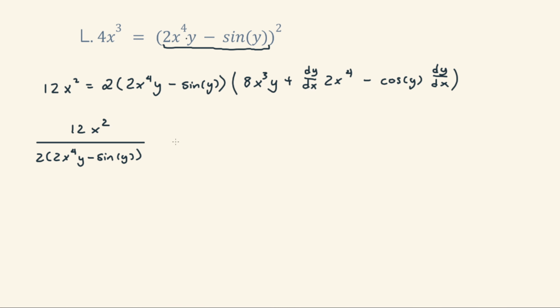And that's going to be equal to... And then since I have this term here, this kind of thing in the brackets, and both of these terms have a dy over dx, I might as well just group them right away. So this dy over dx times 2x to the 4 minus cos y. Okay. And now I'm going to subtract both sides by this term, that 8x cubed y. So we've got this. I can simplify that a little bit here.